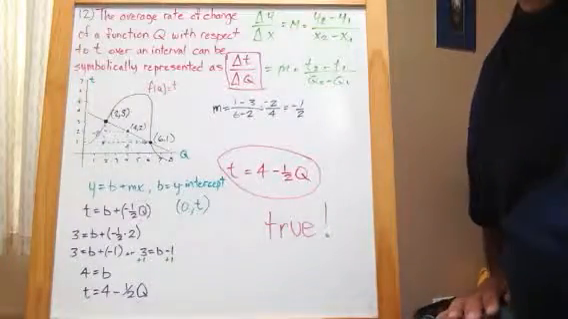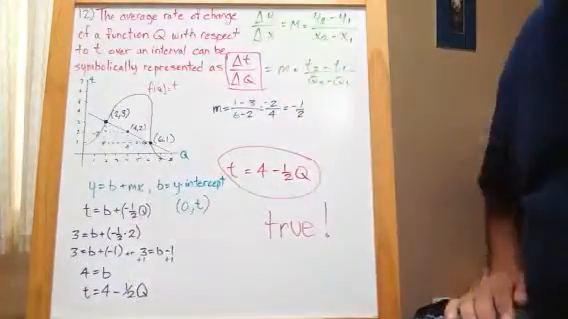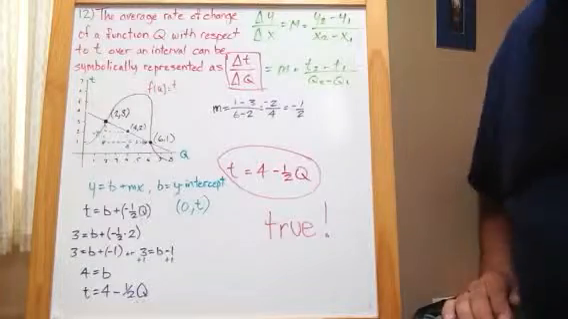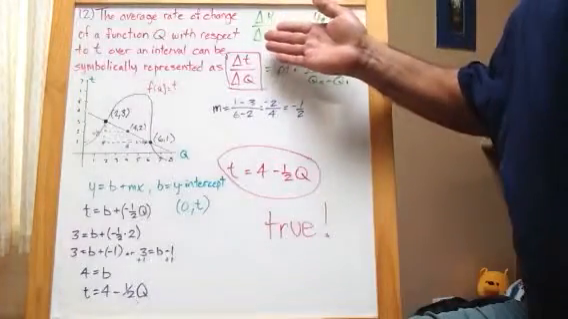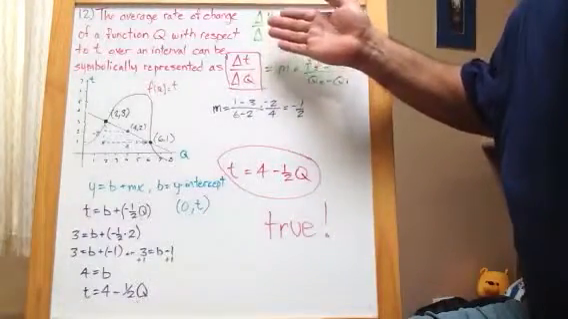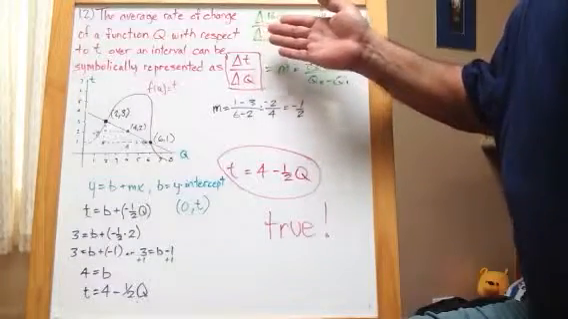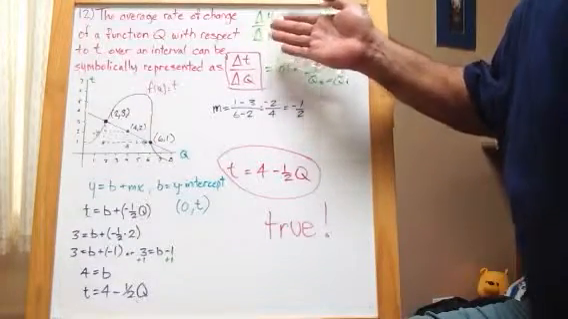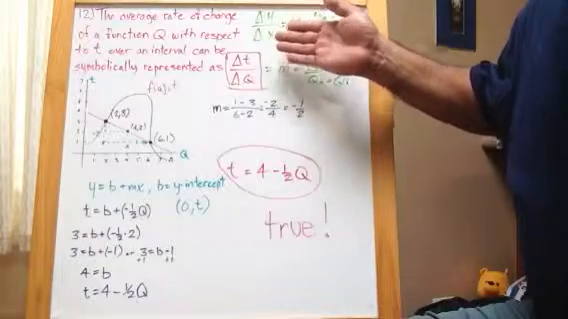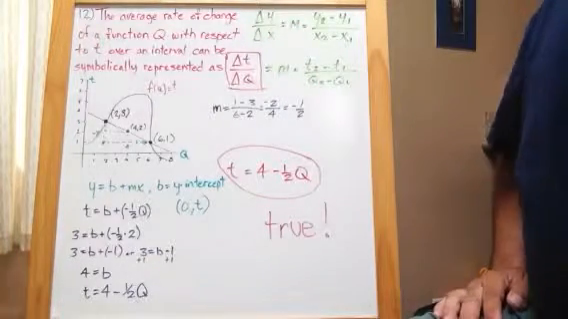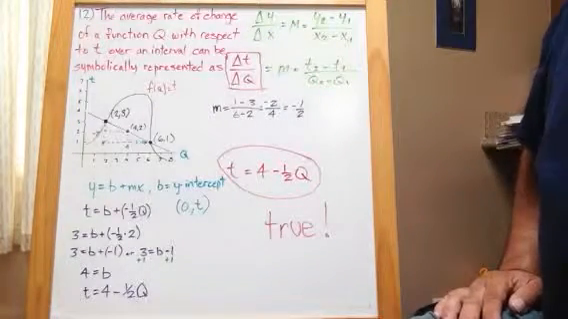Hello, math lovers. I've been given this statement and asked whether it's true or false. The average rate of change of a function q with respect to t over an interval can be symbolically represented as change in t over change in q. Well, let's see what we can figure out.